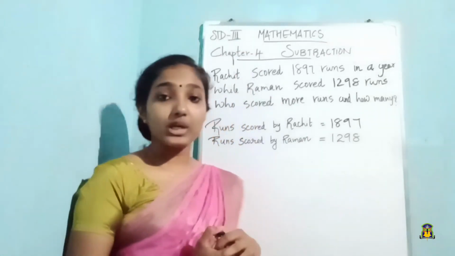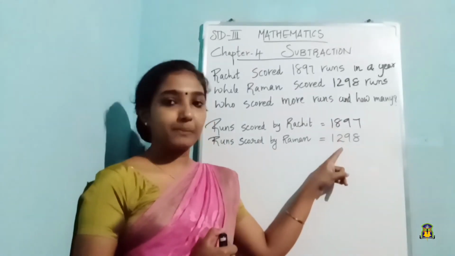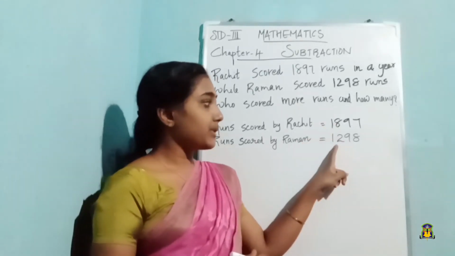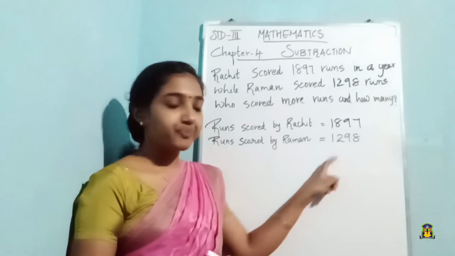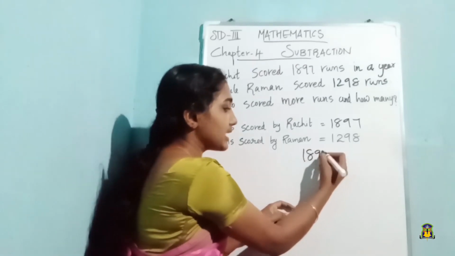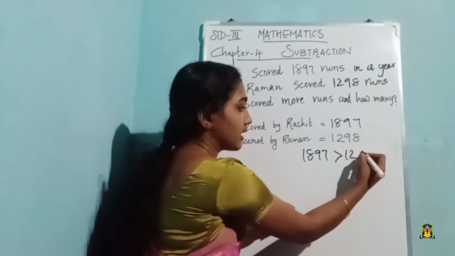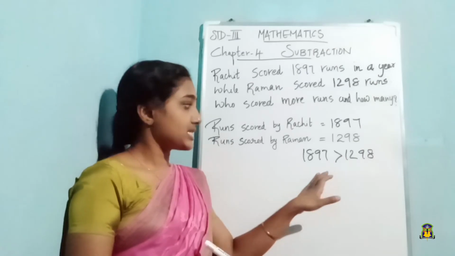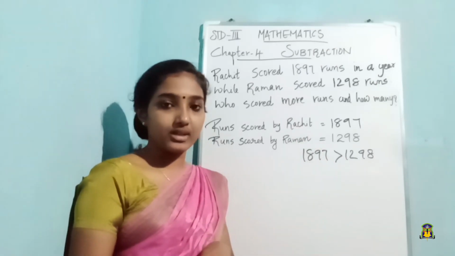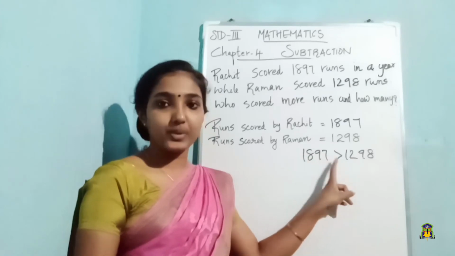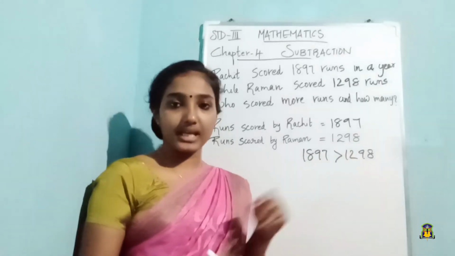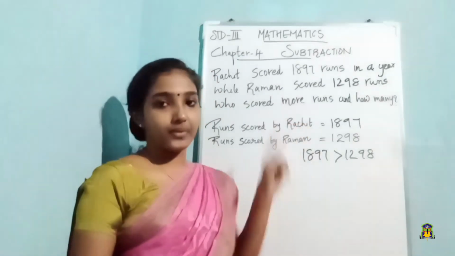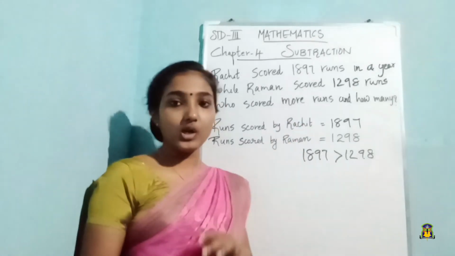And to find that, what we have to do? Just looking at these numbers, we can say who has scored more runs. Which number is greater? 1897 is greater than 1298. Right. So we can say that Rajat has got more runs because 1897 is greater than 1298. Okay, so we got the answer for the question who scored more runs. So now we can say Rajat has got more runs.